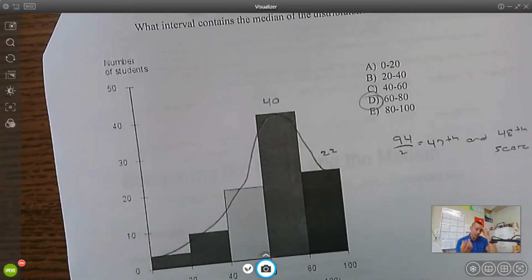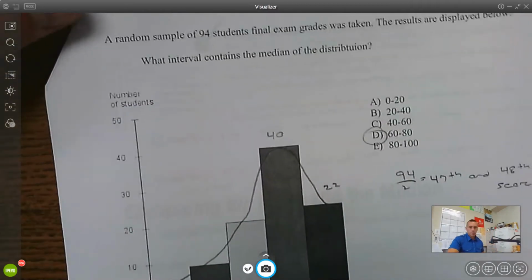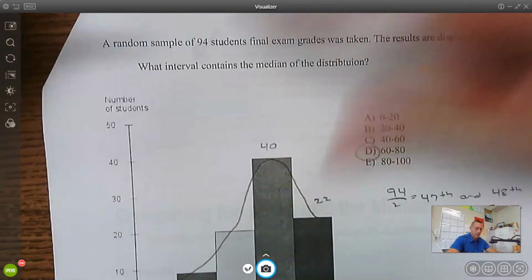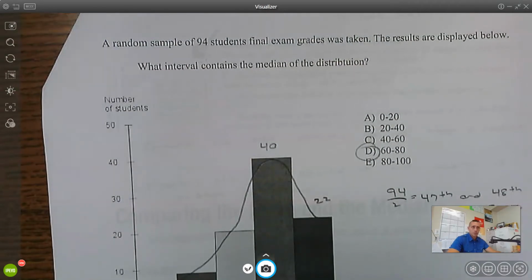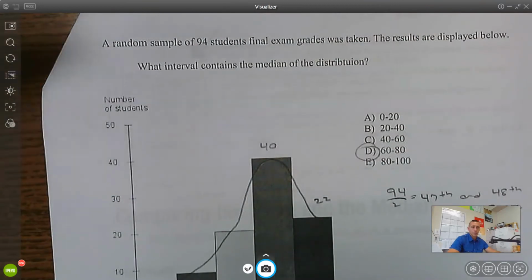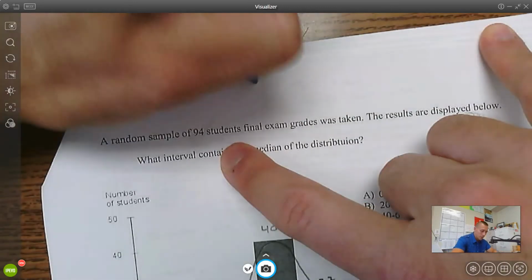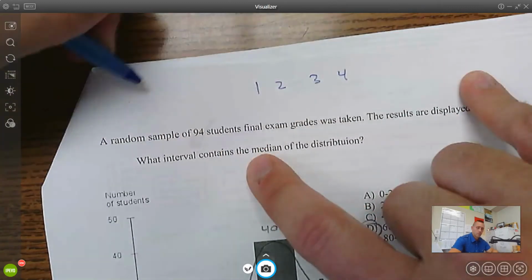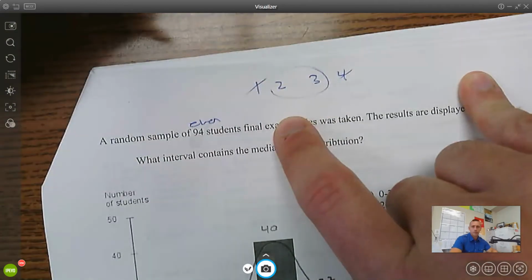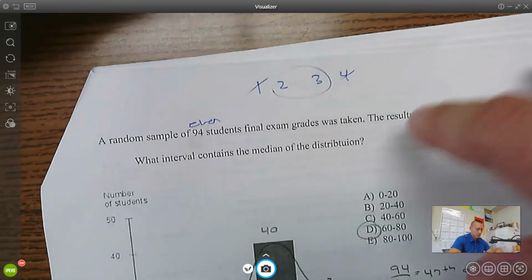Page 9 gets into actually calculating a median without all of the data. A histogram doesn't give us the exact data points. Here's what I know, a random sample of 94 students. So really, if I were to number these, if I were to put all of this data into a list from least to greatest, there'd be 94 data values, and I want to find the middle one. 94 is an even number, so just a reminder, if you have an even amount of data values, you're going to end up with 2 in the middle that you have to take the average of. So here's what I did.